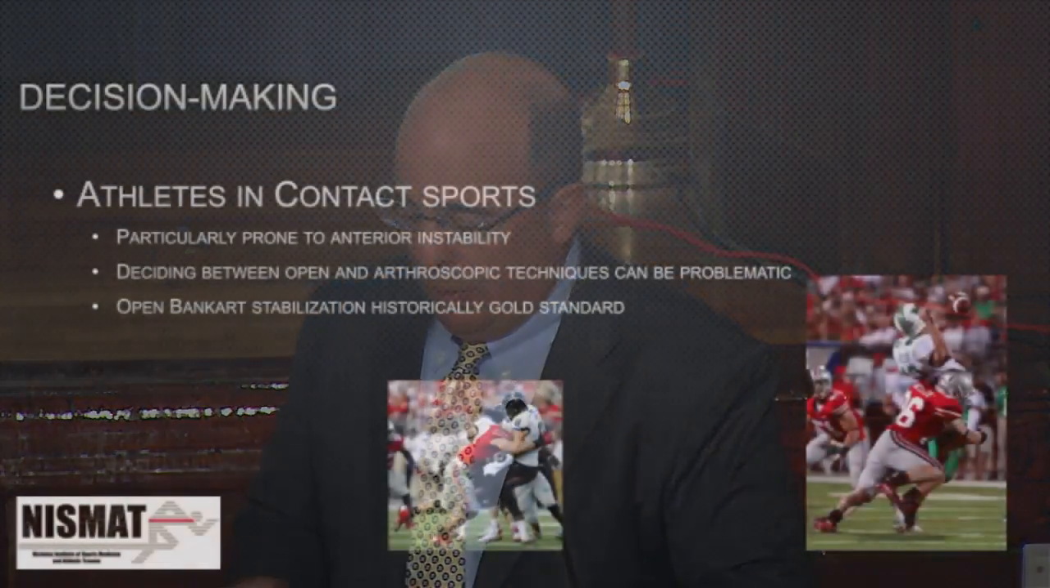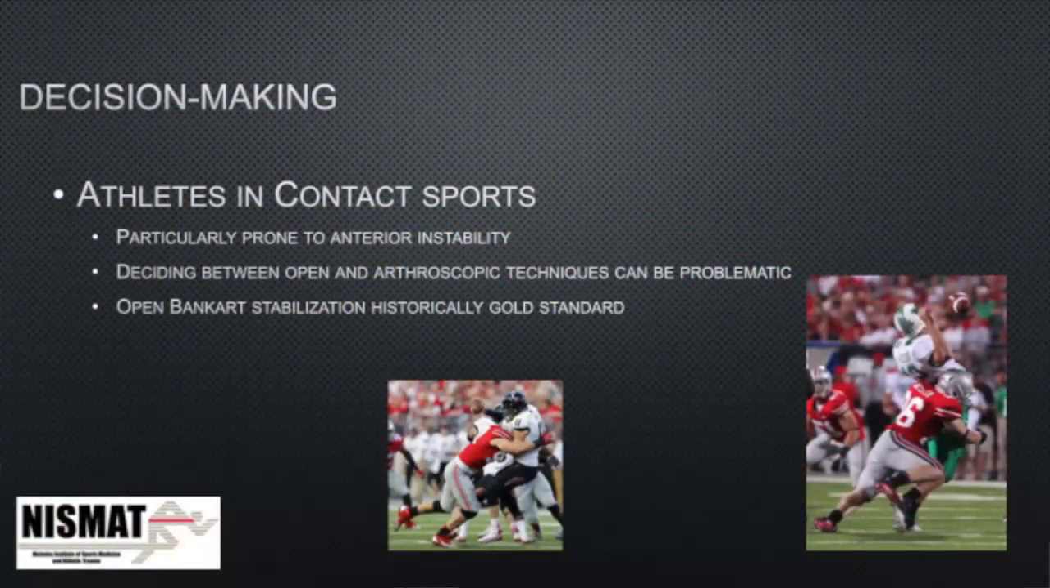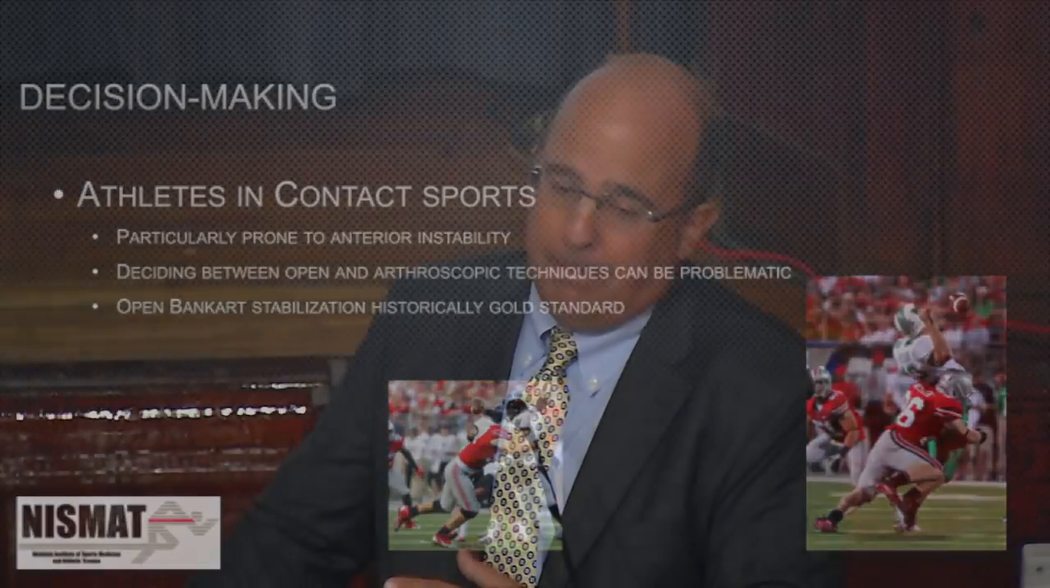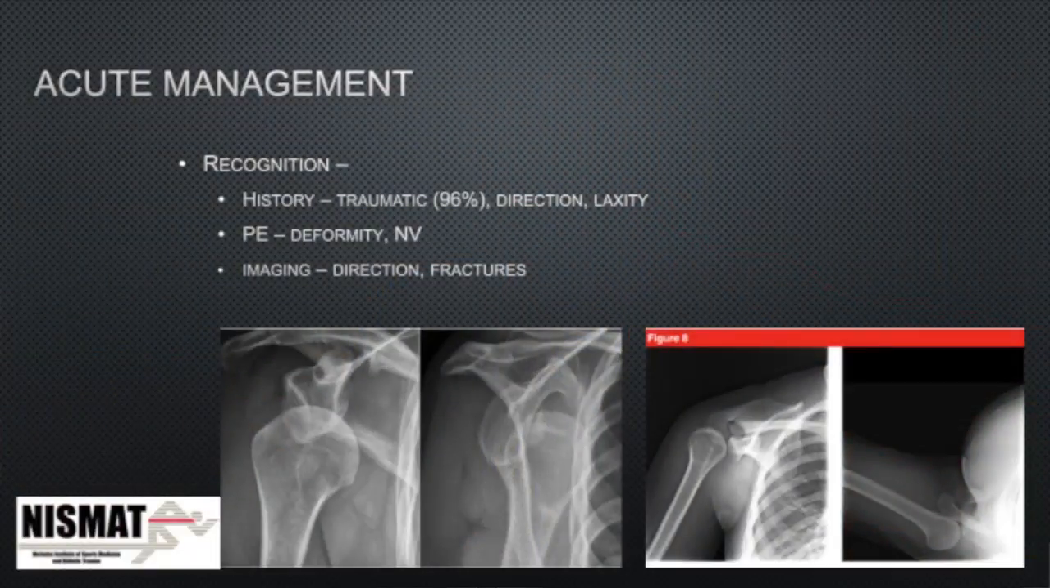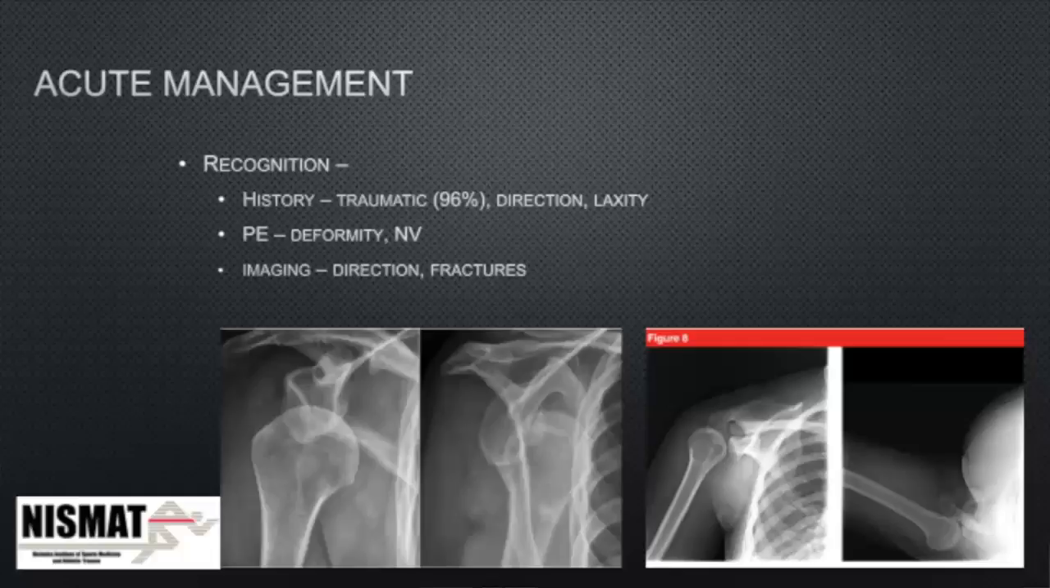So let's talk about the contact athletes. They're particularly prone to anterior instability. We can decide between open and arthroscopic techniques, or whether it's fixed the first time or later. We'll go through that in just a moment. You have to recognize where the instability is, with imaging, x-rays, make sure there's no fractures or a plastic glenoid before you make a decision about how you're going to treat these patients.